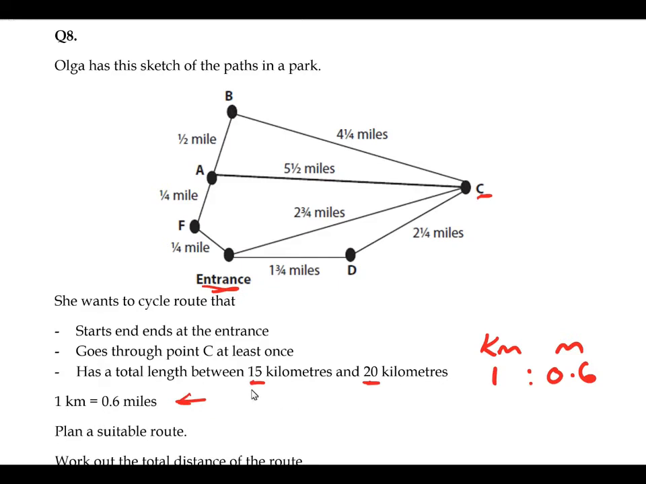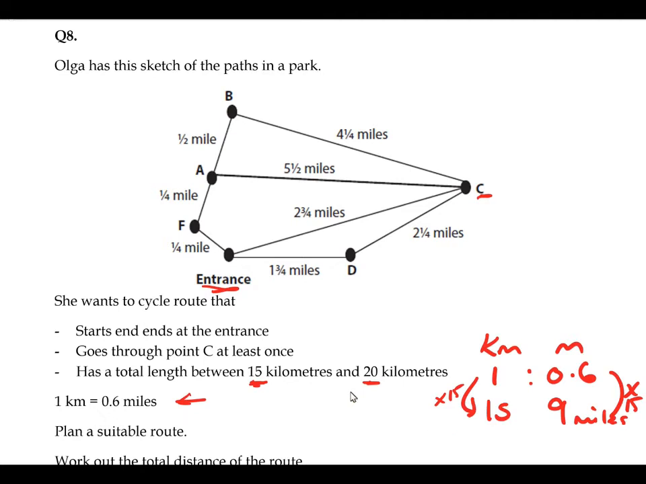So first of all, let's work out how many miles we can play with before we start designing our course. If we've got our conversion and we want to convert the 15 kilometers, on this side 1 is multiplied by 15 to give us our 15. So multiply by 15 on this side and we have 9 miles. So that's the minimum distance that our route can be.